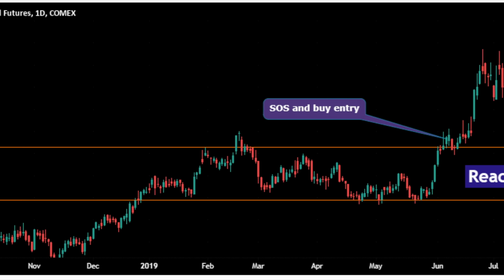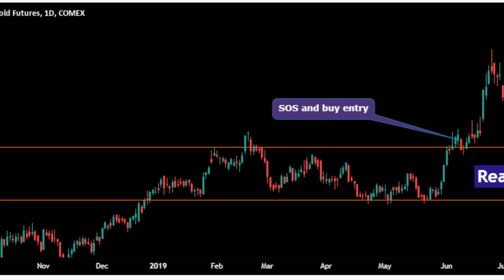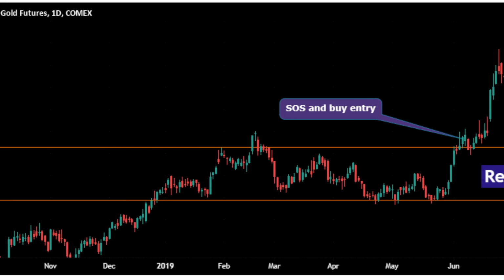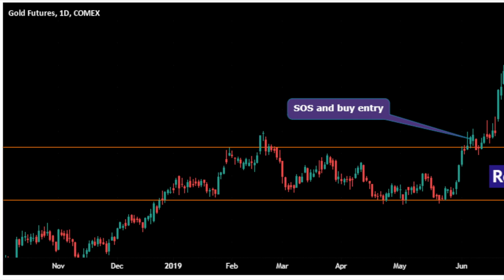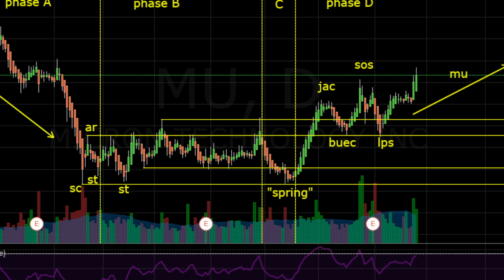Phase E. The price aggressively moves up, heading for a market top. Now retail traders start building their long positions. Market tops should be confirmed by record volumes. Phase A. Phase A of distribution is a continuation of Phase E of accumulation.